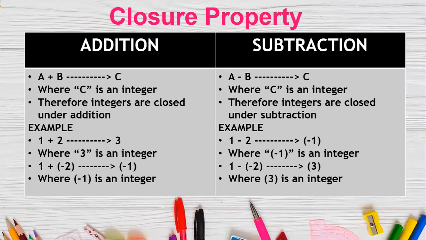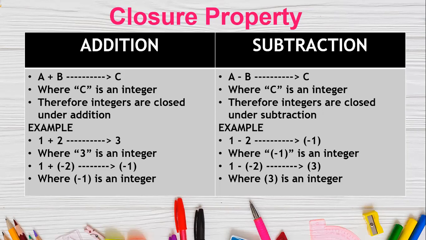Now let's look at the case of subtraction. A minus B is equal to C, where C is an integer. Therefore, integers are closed under subtraction. Now let's see some examples. 1 minus 2 is equal to minus 1, where minus 1 is an integer. Therefore, we can conclude integers are closed under subtraction.